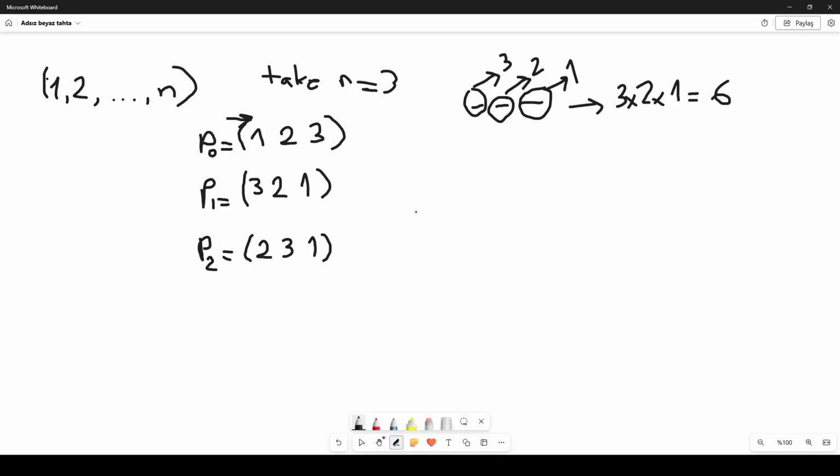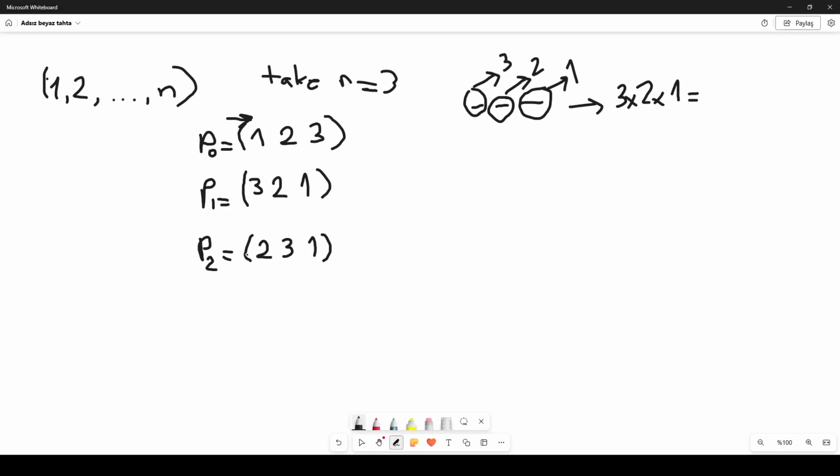Another important term related to permutation is the sign of a permutation. And what is the sign of a permutation? Let's suppose we denote the sign of a permutation P by rho of P. Before defining the sign, let's first make some observations.